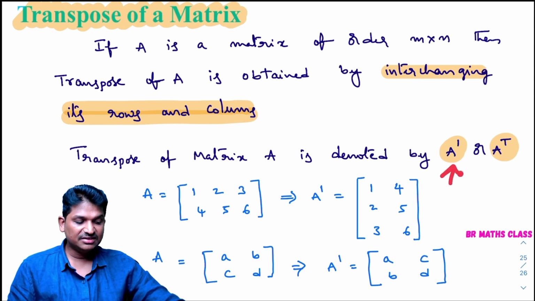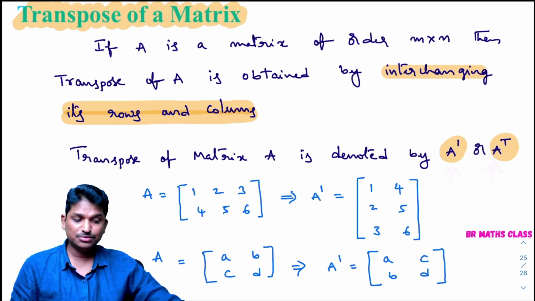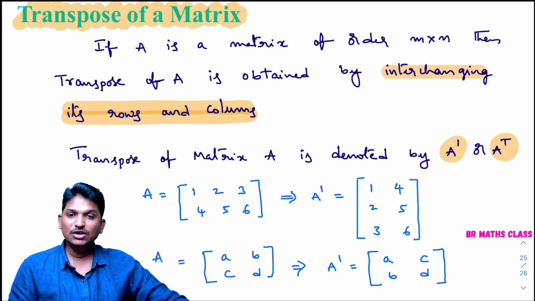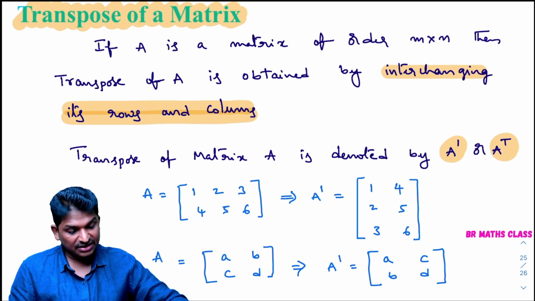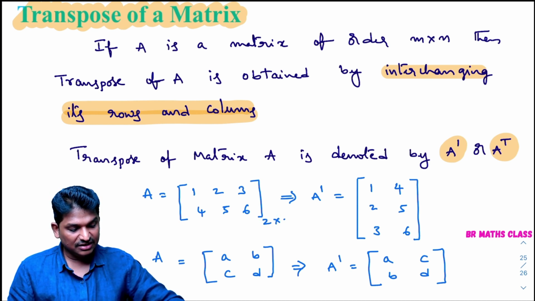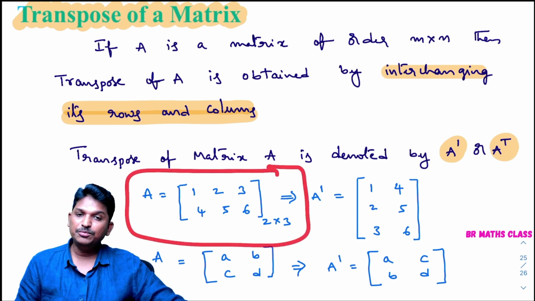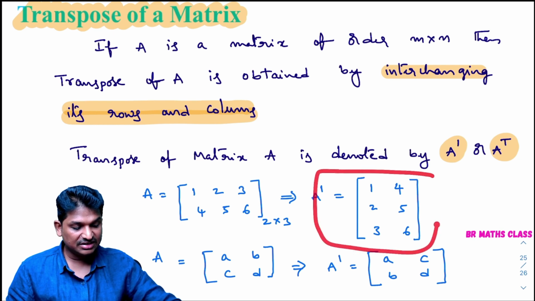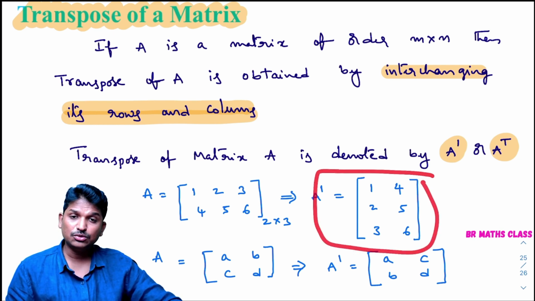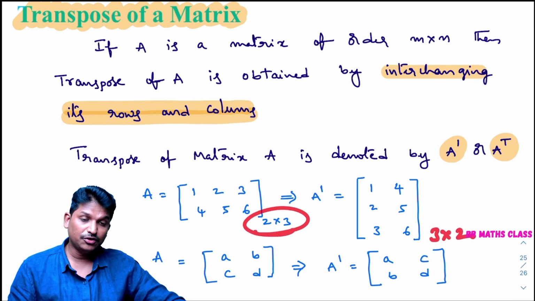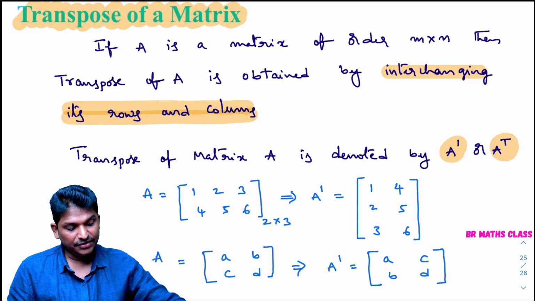Now, you learn the definition of transpose of a matrix. Transpose of a matrix A is denoted by A dash or A transpose. Transpose of a matrix B is denoted by B dash or B power T. And you can observe here, what is the order of the matrix A? The order of the matrix A is 2 rows, 3 columns. Its transpose is a matrix of order 3 by 2. So, if A is a matrix of order 2 by 3, A transpose is of order 3 by 2.